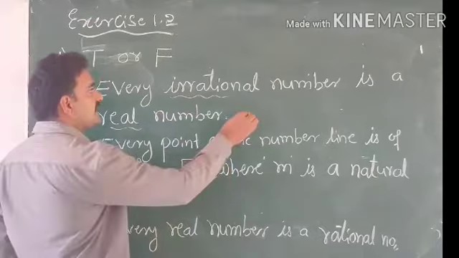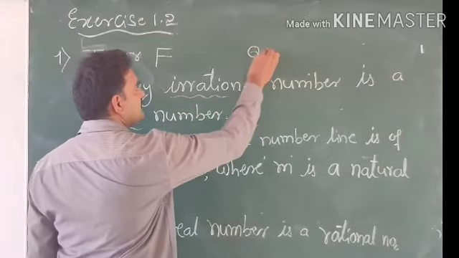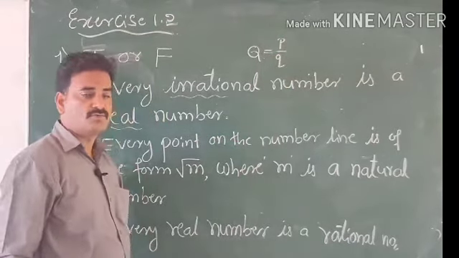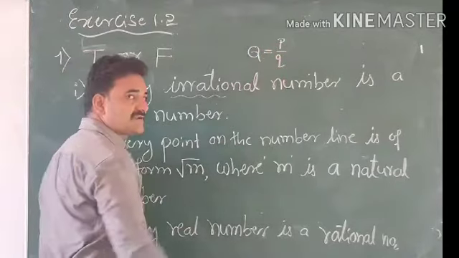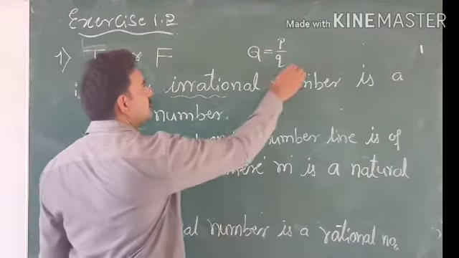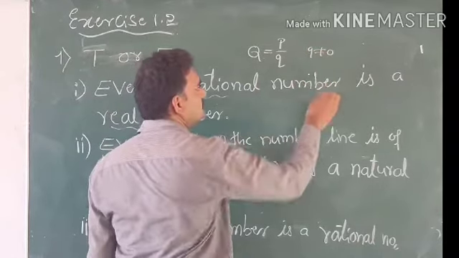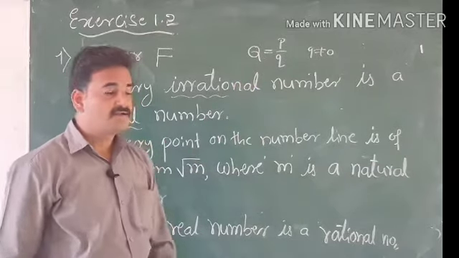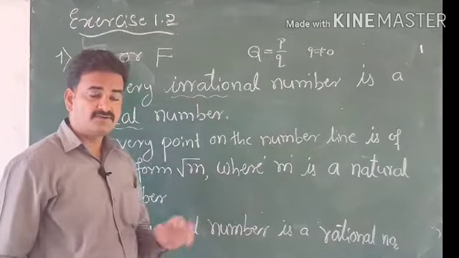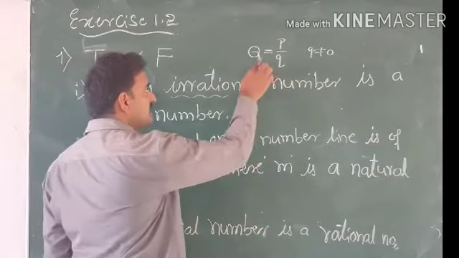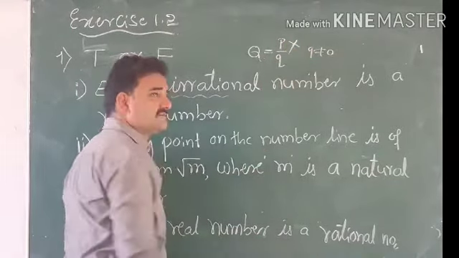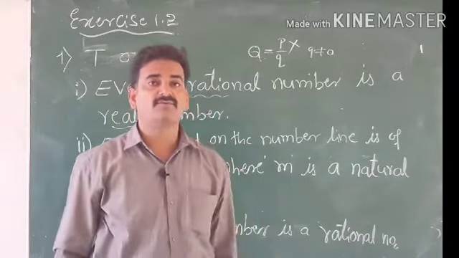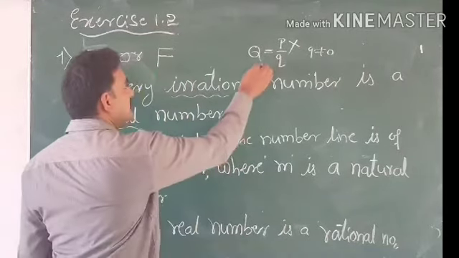We know that a rational number means the numbers which are in the form of P by Q, where P and Q are integers and Q not equal to 0. This is the definition of rational number. But what are irrational numbers? The numbers which are not in the form of P by Q are called irrational numbers.